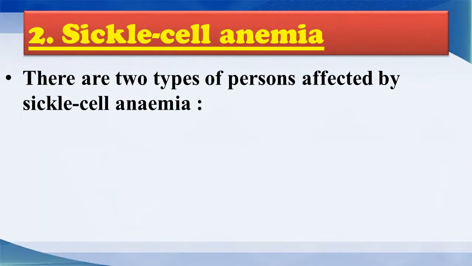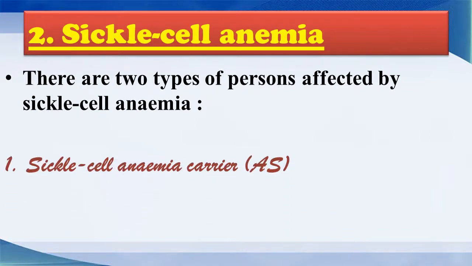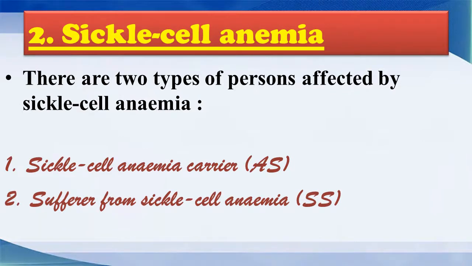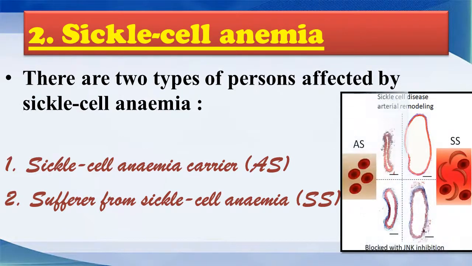Here there are two types of persons affected by sickle cell anemia. The first type is a sickle cell anemia carrier, known as AS, and the second is the sufferer from sickle cell anemia, that is SS. You can observe here the carriers having different blood cells, and the sufferers or SS having both types, that means biconcave as well as sickle cell shape.